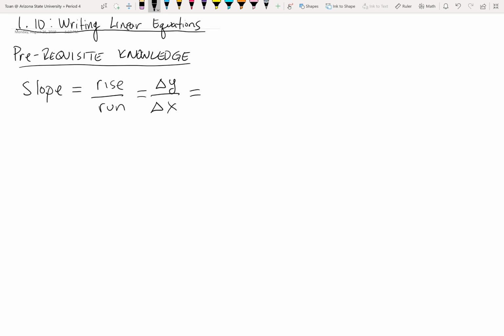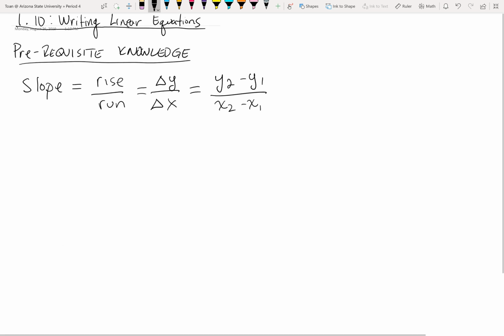And of course, in either Algebra 1 or Algebra 2, your teacher probably gave you this formula: y sub 2 minus y sub 1 over x sub 2 minus x sub 1. That's what delta really means. Anytime you have delta in math, it just means the second one minus the first one. So we definitely need to know the slope formula in order to write linear equations.